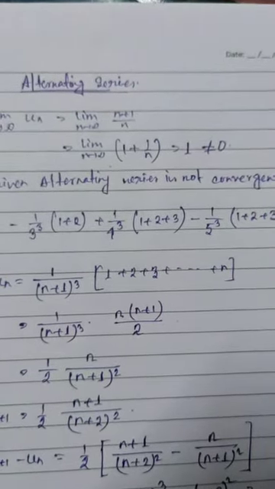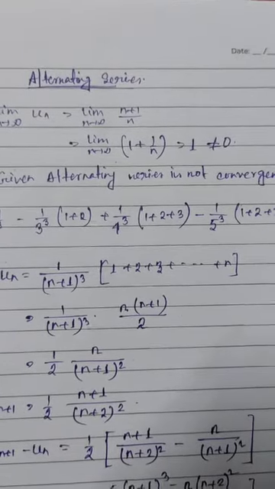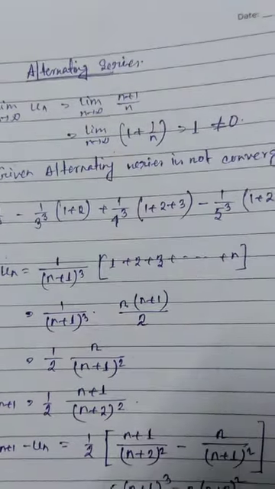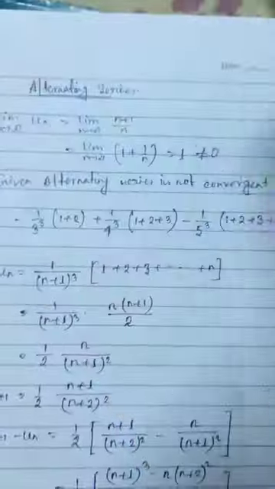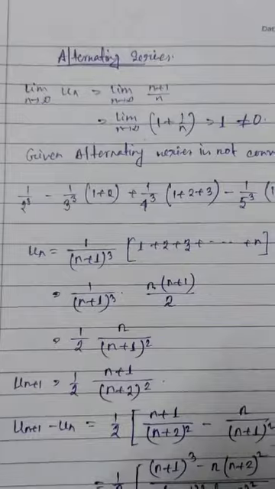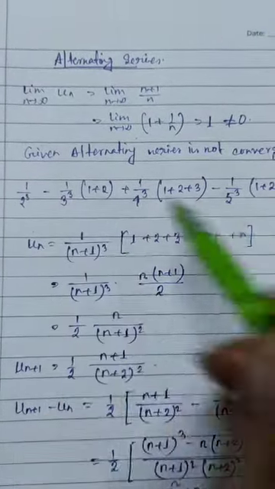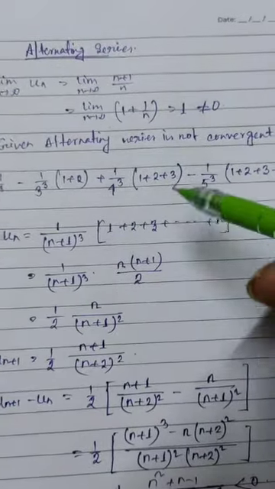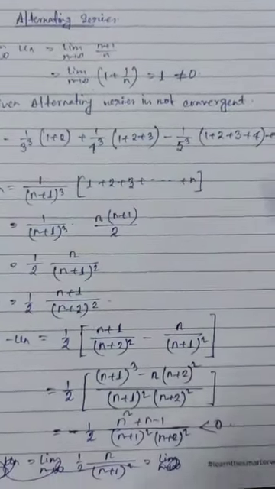So I hope you understand the first problem. Now I will take another problem, and let us check whether this series is convergent or divergent. So see here, we take the problem: 1 by 2 cube, minus 1 by 3 cube (1 plus 2), plus 1 by 4 cube (1 plus 2 plus 3), minus 1 by 5 cube (1 plus 2 plus 3 plus 4).